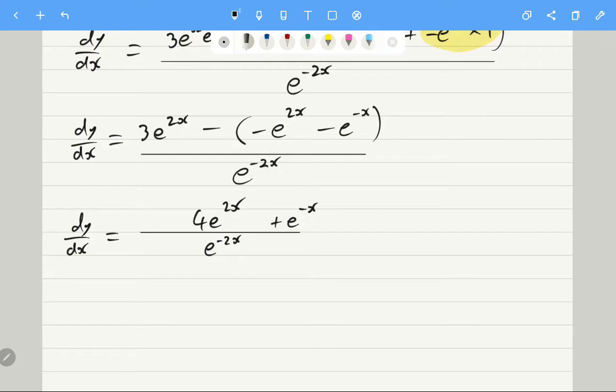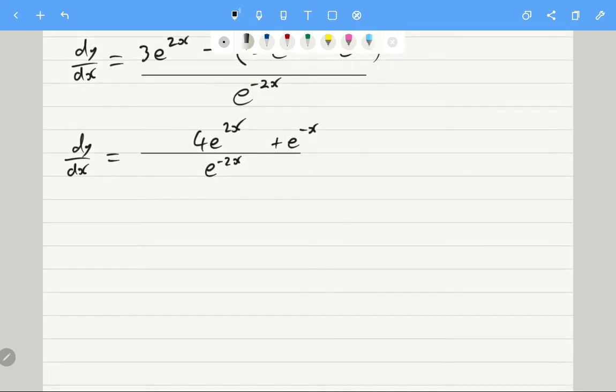And the last thing that we might choose to do, it's an option, is actually get rid of this negative index on the bottom by moving it to the top. Got to be careful though. This is a perfectly fine answer. I'm going to go one step further. There's 2 ways we could do it. One is we could expand it. The other is doing direct division. I'm going to go with the direct division route, which means I could split this out to look like 4e to the 2x over e to the negative 2x plus e to the negative x over e to the negative 2x.